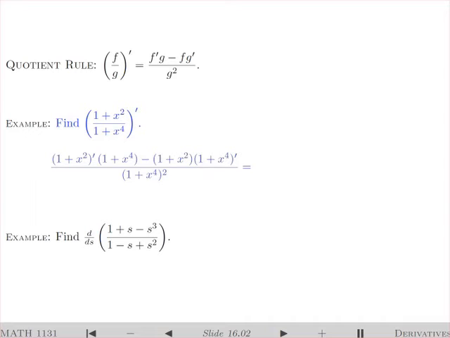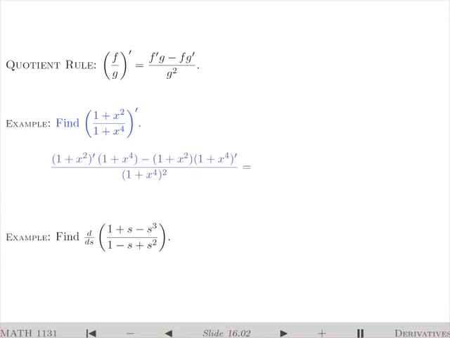So if I put this into the quotient rule, I get the derivative of the numerator, that is, of 1 plus x squared, multiplied by the denominator 1 plus x to the power 4, minus the numerator 1 plus x squared, multiplied by the derivative of the denominator 1 plus x to the power 4, the whole thing over the square of the original function's denominator, that is to say the square of 1 plus x to the power 4.